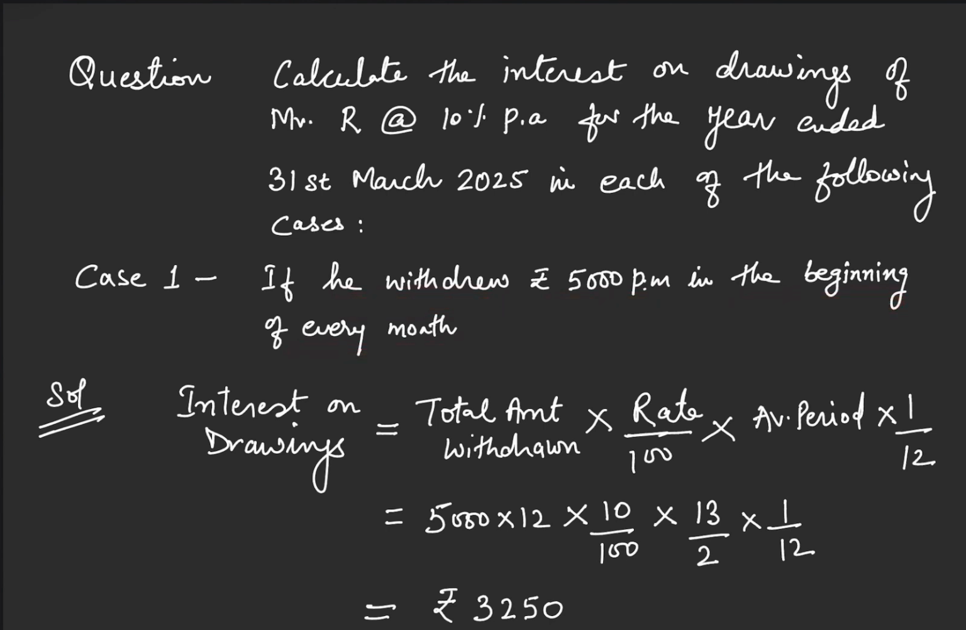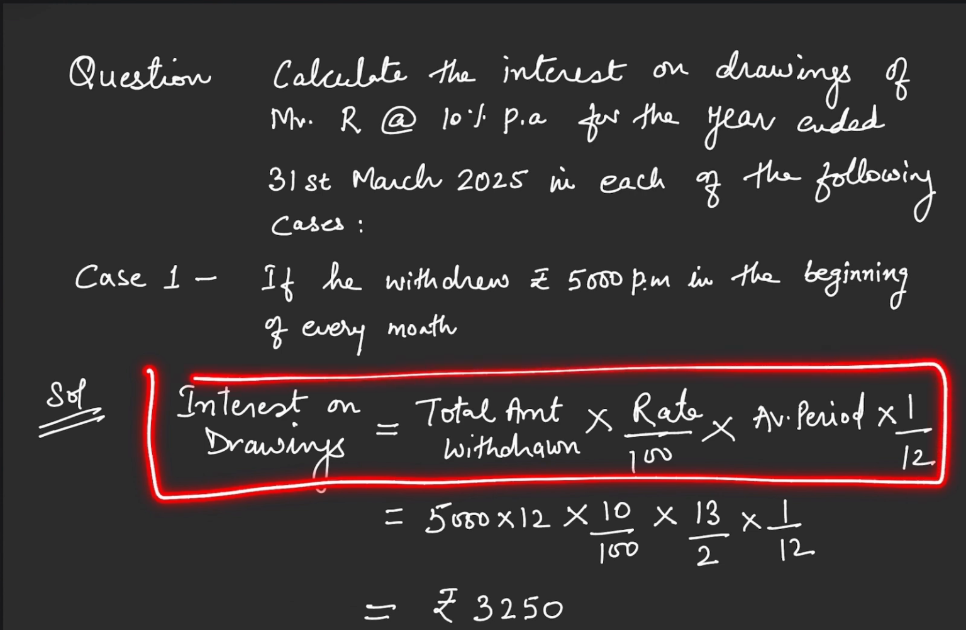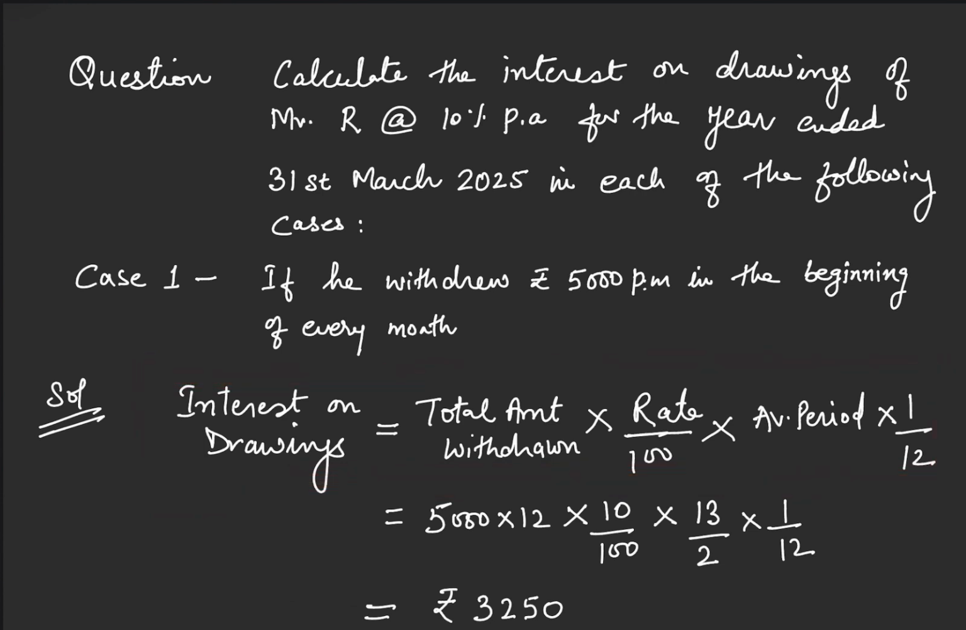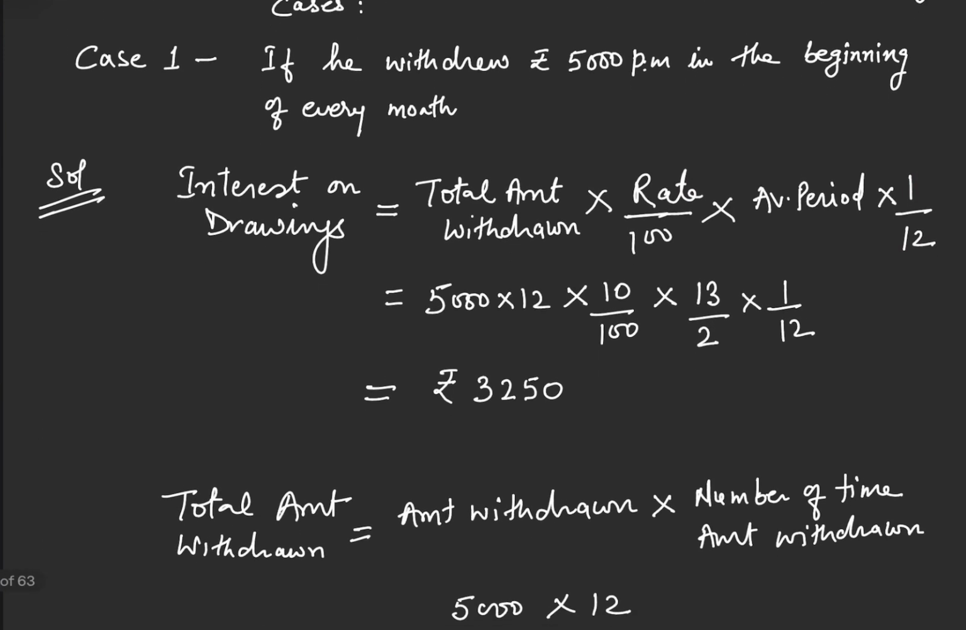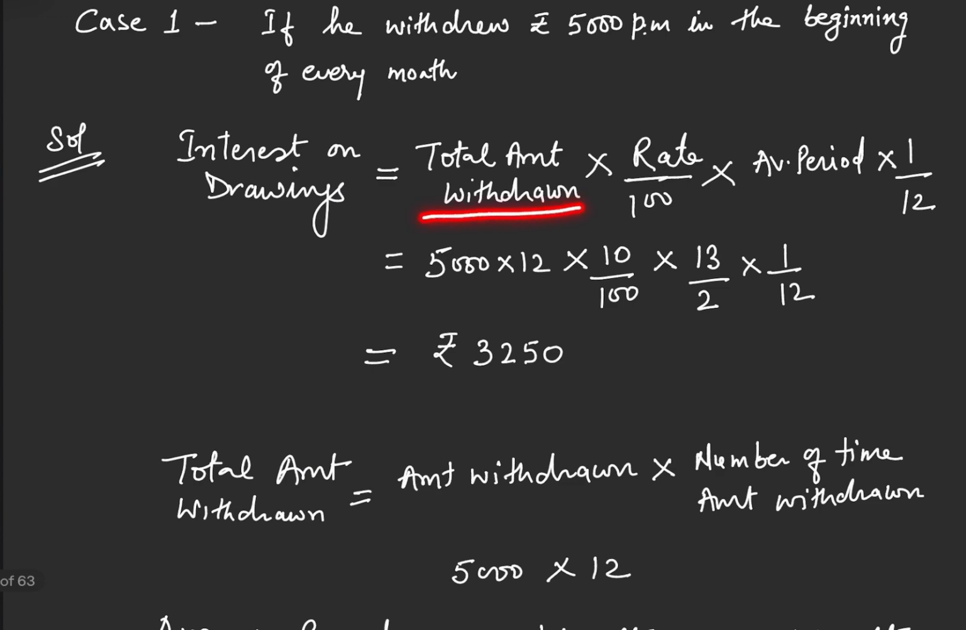So please understand that, as we have discussed, there are 12 months in the financial year. So he has withdrawn the amount 12 times in a year, right? The formula to be used is being recorded here as we discussed. Interest on drawings equals total amount withdrawn multiplied by rate upon 100 multiplied by average period multiplied by 1 by 12. Now we should see how we have calculated the total amount withdrawn here.